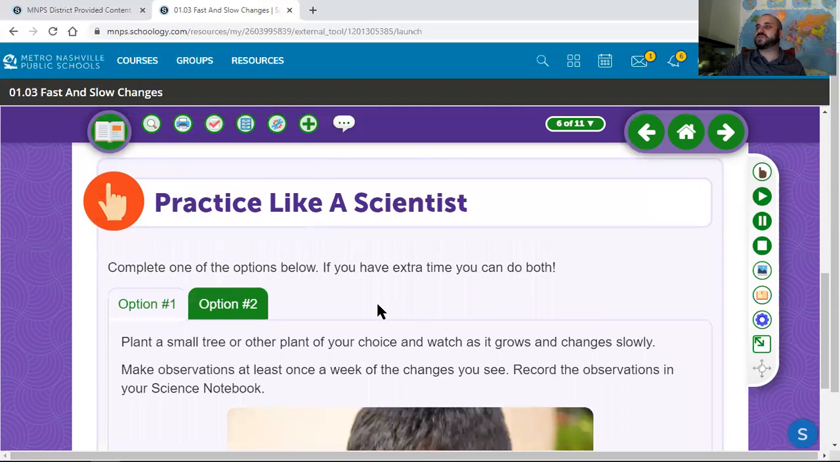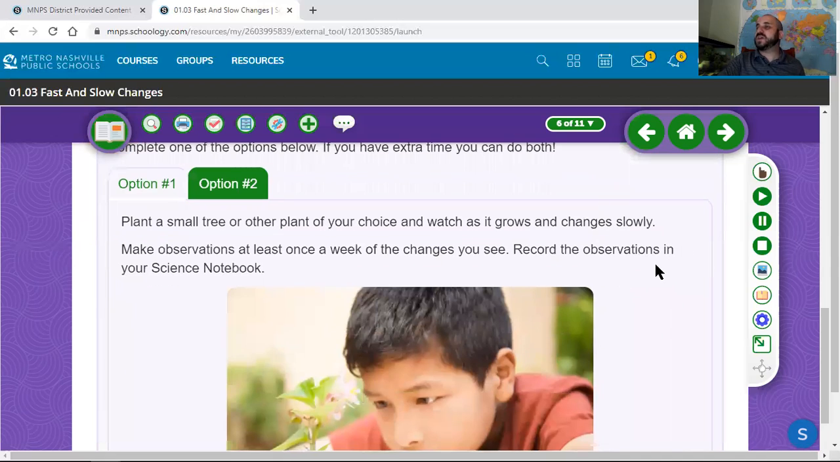All right, choose one of the options below. If you have extra time, you can do both. Option 1, plant a small tree or other plant and watch as it grows and changes slowly. Make observations at least once a week.